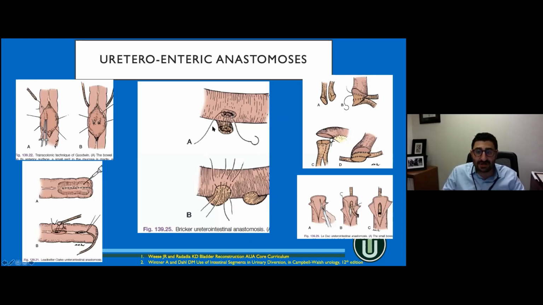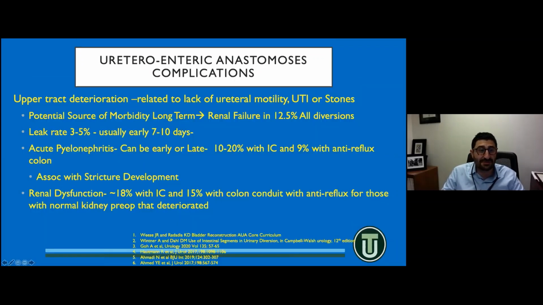So these are just some examples of types of ureteroenteric anastomoses. Most common is the Bricker anastomosis, which is a refluxing type anastomosis. We tend to not perform anti-refluxing type anastomoses in the modern day, but many have been described. And then the other common anastomosis type is a Wallace, where you sew the two ureters together and put them to the butt end of the conduit, which tends to have the lowest rate of stricture.